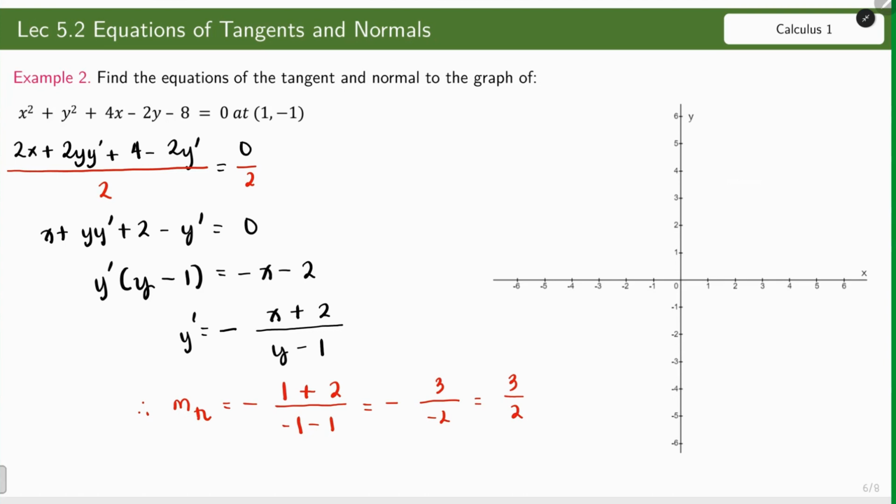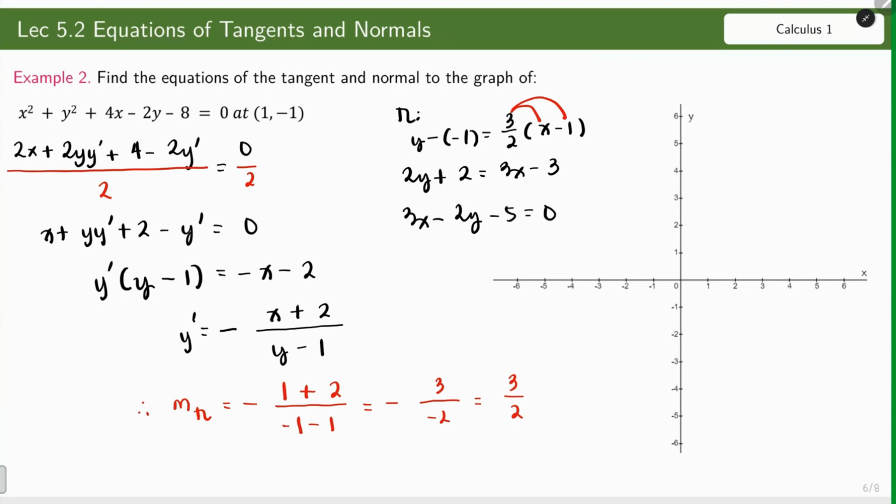Okay, let us now get the equation of the tangent line. We have here y minus negative 1 is equal to 3 over 2 times the quantity x minus 1. Simplifying further, we have 2y plus 2 and then 3x minus 3. So how did that happen? We distribute this and then we multiply both sides of the equation by 2. Rearranging the terms, we have 3x minus 2y minus 5 is equal to 0. So this is the equation of the tangent line.